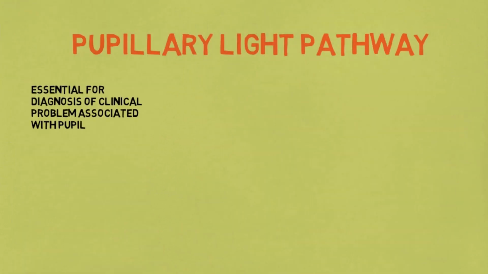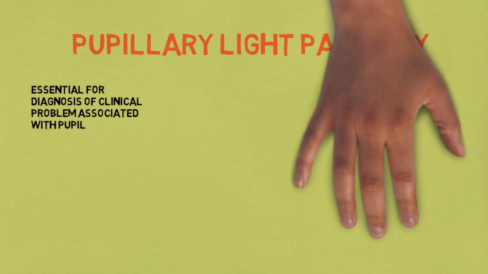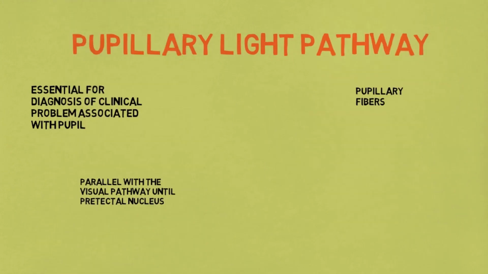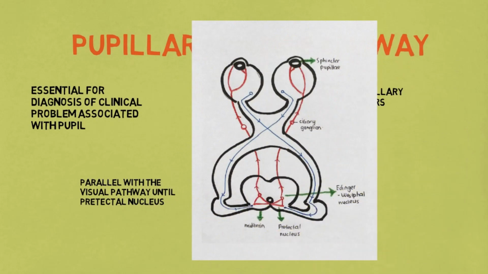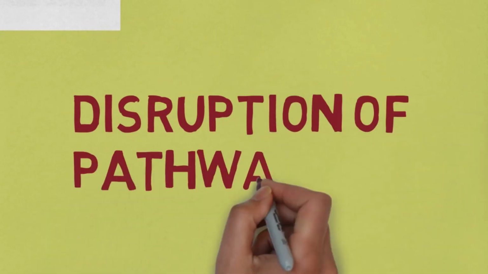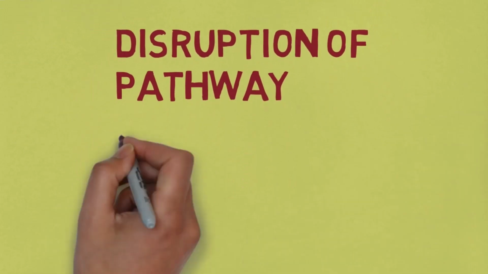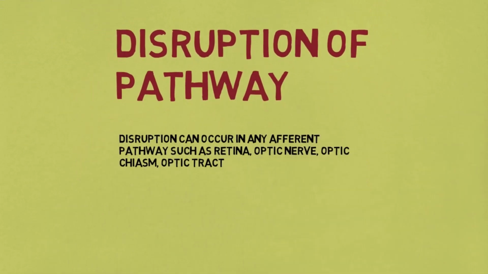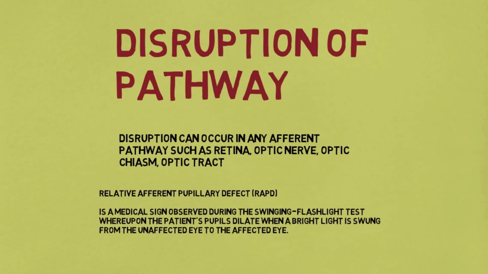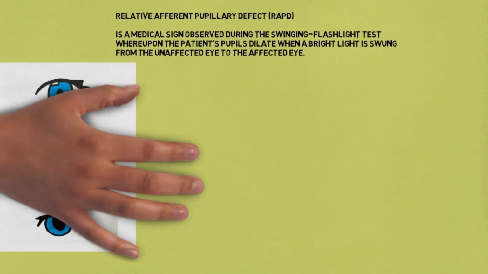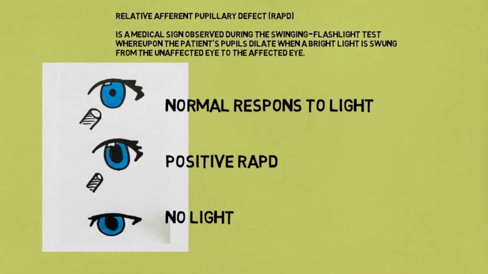Pupillary light pathway is essential to diagnose clinical problems associated with the pupil. Disruption can occur in any afferent pathway such as retina, optic nerve, optic chiasm, or optic tract. RAPD is a relative afferent pupillary defect.